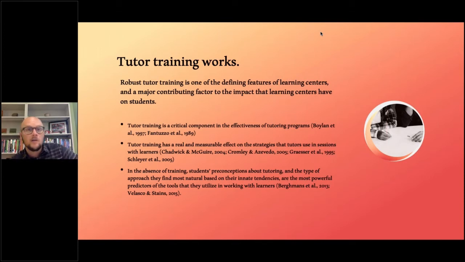This is something that's very, very well attested in the literature of our field. Tutor training works. Tutor training is a critical component of the effectiveness of tutoring programs. There have been some great studies. There's a few identified here that have looked at this. It has a real and measurable effect on the strategies that tutors use. And in the absence of training, and this, to me, is just so important, students' preconceptions about tutoring drive what they do. When tutors are trained, the things that they get in training drive what they do.